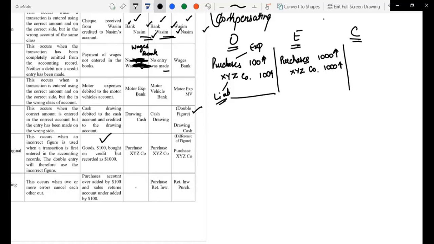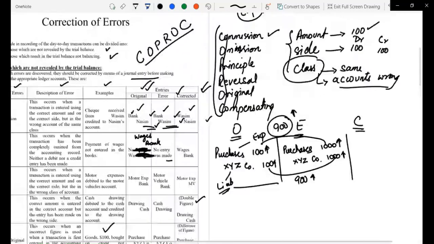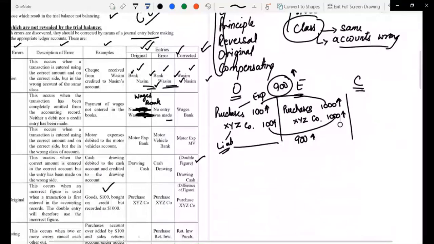We added 1,000 in it. So what is the difference of increasing? Beta, the difference of increasing is 900. Your purchases is increasing by 900 and your liability is also increasing by 900. This is the situation of increasing. Beta, when it increases, we will have to decrease it. How are we going to decrease this?